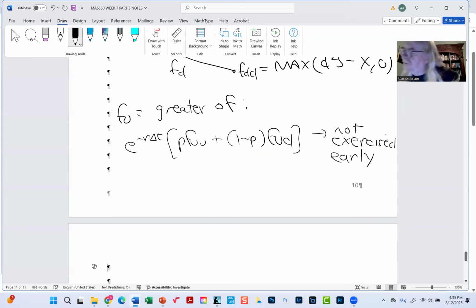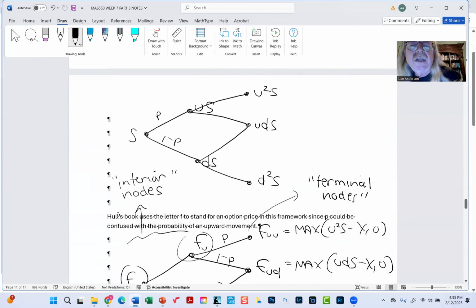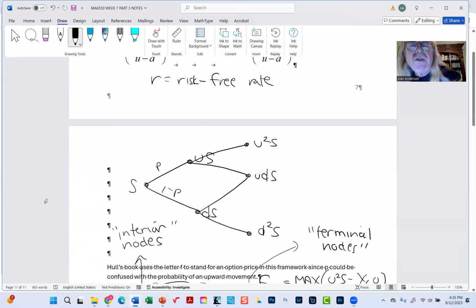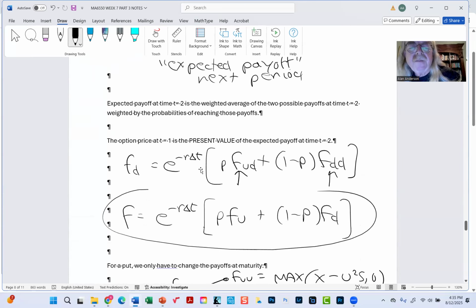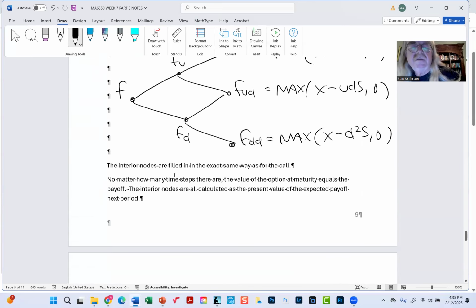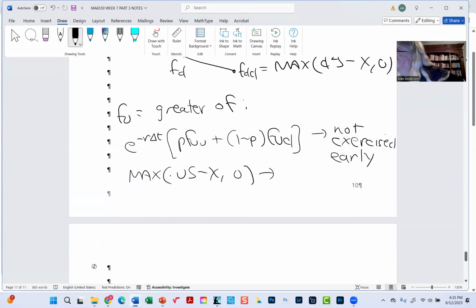If on the other hand we decide to exercise it, it's the payoff of that node. Now remember we're at FU right now, which means the stock tree has a value of US. You see there, this is US, which corresponds to this node right here. So the greater of the two is what goes on that node.